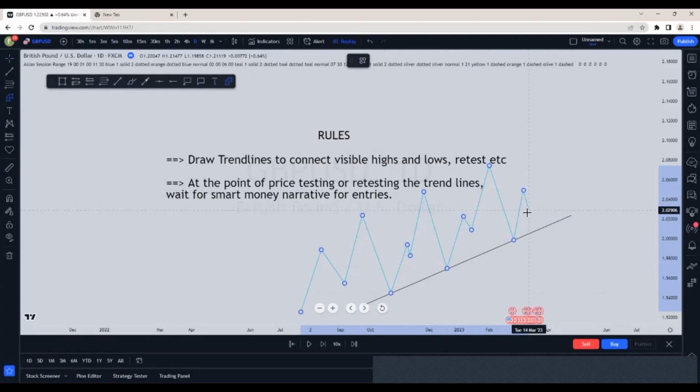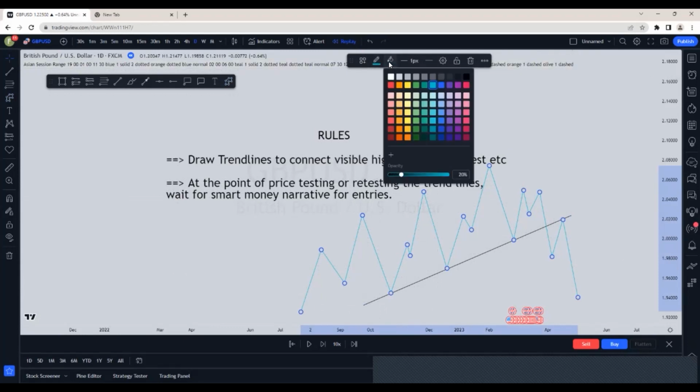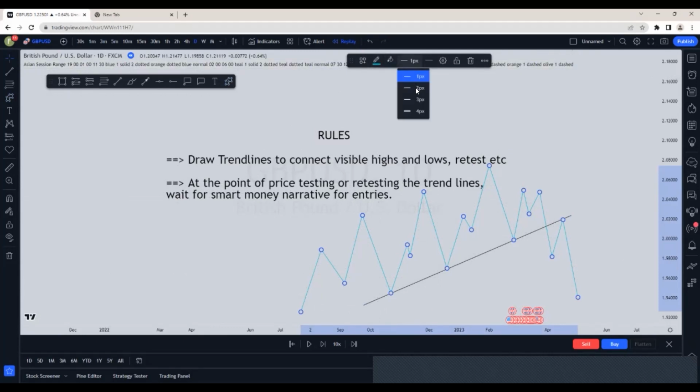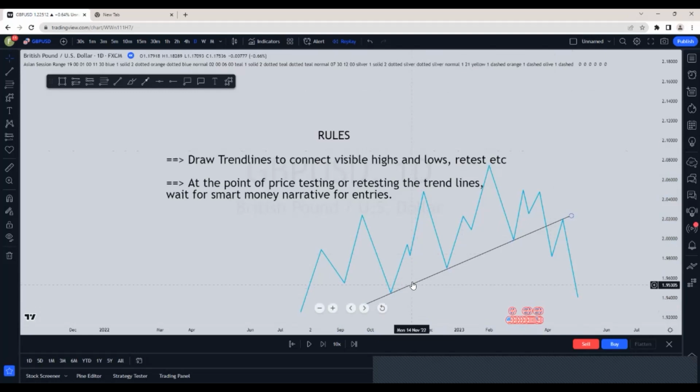Or maybe price does something like this and breaks the trend line. What do they do? They want to trade a retest of the trend line and just fall. Okay, now this is the basic thing that you do. Let me try to increase this to 2 pixels. All right, so this is the basic thing they do.